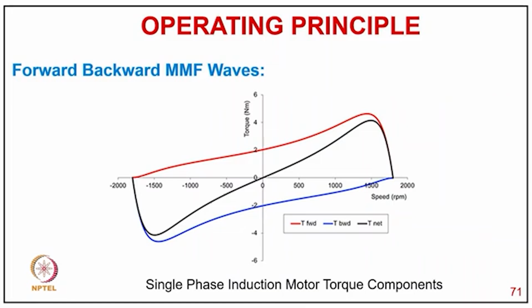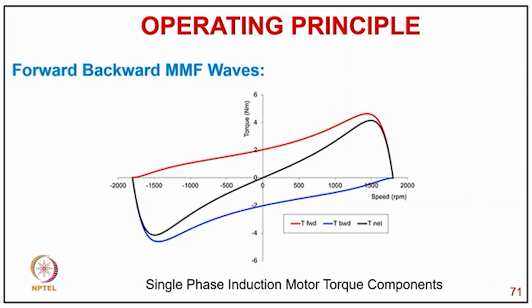The forward field is the red, the backward field is the blue, and the net is your black. You will see that at zero speed both are equal, so the net torque produced is 0. But at any other speed, if the speed is slightly higher, the net torque increases because the forward torque produced by the forward field is more than the torque produced by the backward field.